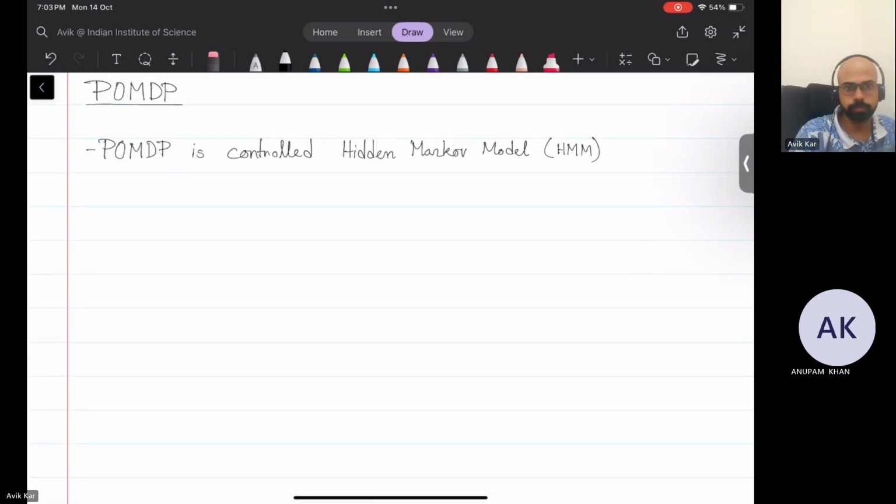Now, let us draw a diagram which will depict what partially observable Markov decision process is. Okay, before that, let's just draw an analog. So POMDP is a controlled hidden Markov model. Then this is basically an analogous statement of this statement: MDP is a controlled Markov chain.